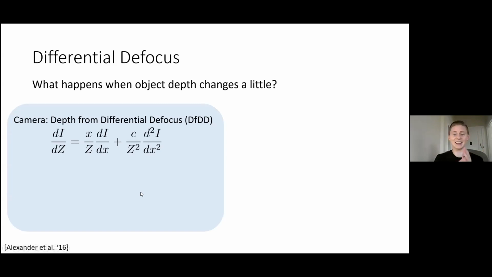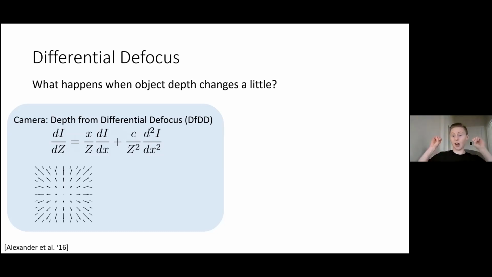This equation says that the intensity change in the image, dI/dz, as you take a step in depth, is going to be the sum of two terms. The first term depends on the object depth, the location on the image x, and the first spatial derivative of the image. This is going to be the optic flow expansion field, right? This is going to account for that perspective projection that changes the size of objects as we approach them. The second term is going to depend again on the depth. There's a constant c, that's not the speed of light, it's just a constant. It's calibrated out of your camera, and then it depends on the second spatial derivative, right, the image Laplacian.